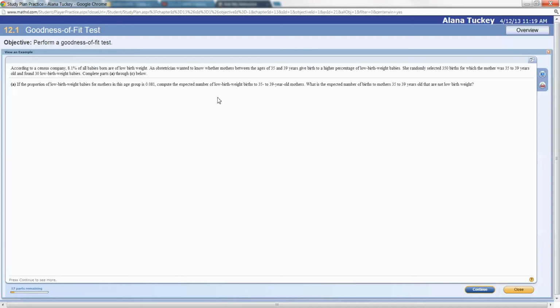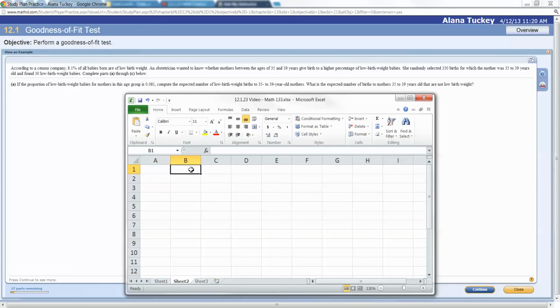If the proportion of low weight babies for mothers in this age group is 0.081, compute the expected number of low birth weights to 35 to 39-year-old mothers. What is the expected number of births to mothers that are not low birth weight? Let me grab Excel here. Let's do some expectation. This is the relative frequency, for low birth weight and not low birth weight.